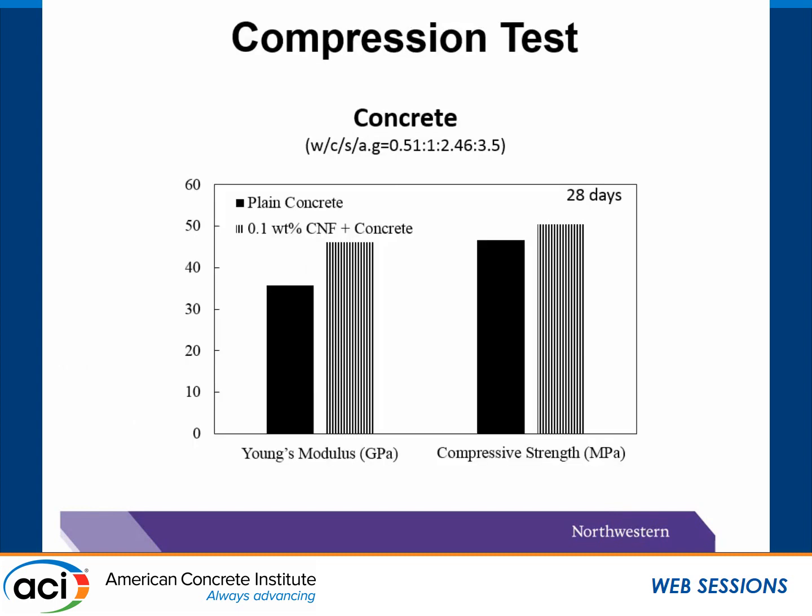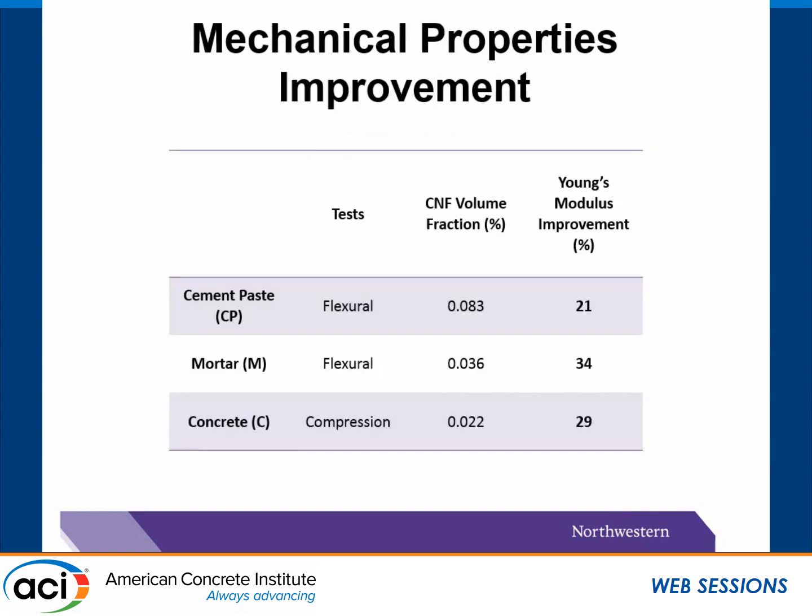The concrete samples are tested with compression tests, and we found out 0.1 weight% of carbon nanofiber in the concrete cylinder is able to increase the modulus from 35.7 to 46 gigapascal, while the compressive strength only changed from 47 to 50 megapascal. A table summarizes the mechanical test results.